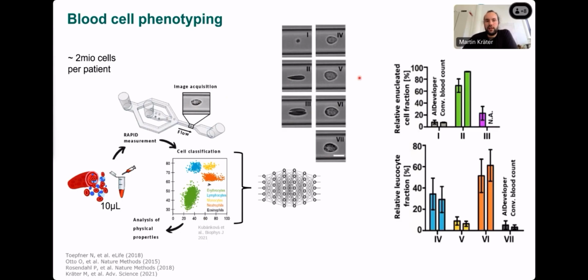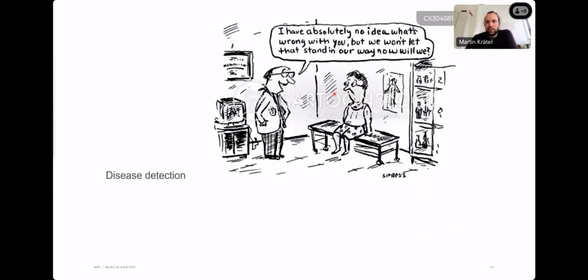Just so you get a feeling, here you see a thrombocyte, an erythrocyte, an erythrocyte doublet, lymphocyte, monocyte, neutrophil, and eosinophil. And this can be done fully automatically in our system. But what is it useful for, right?